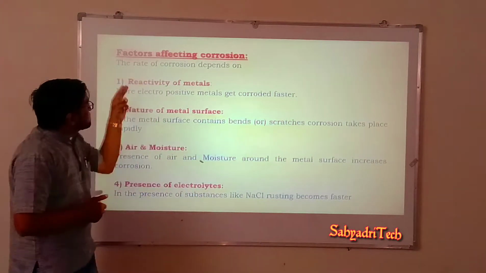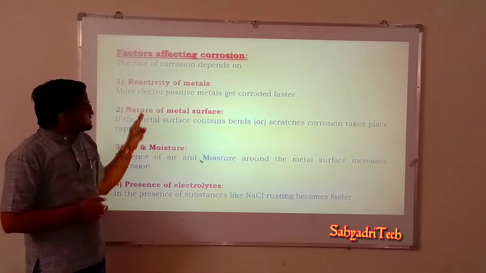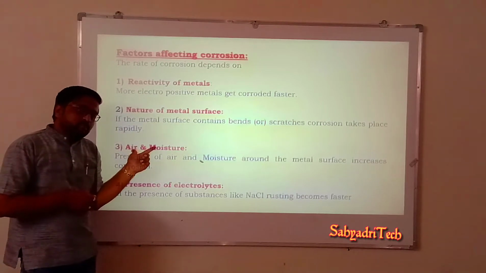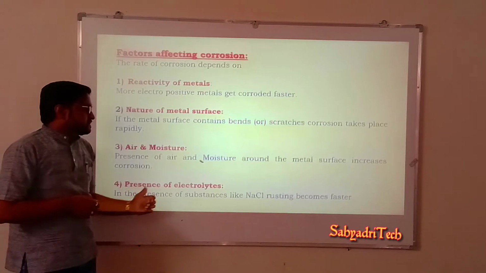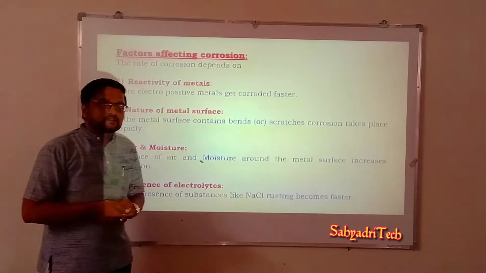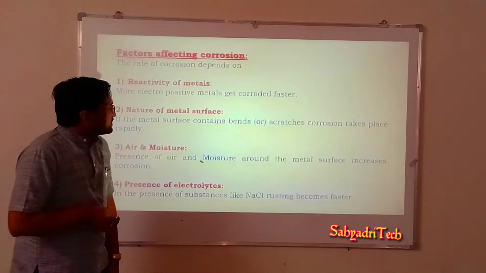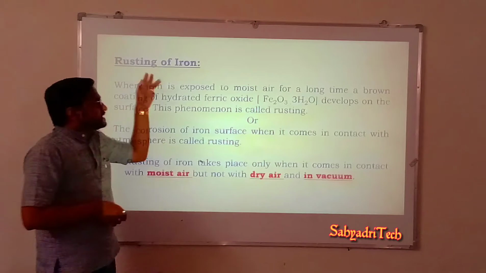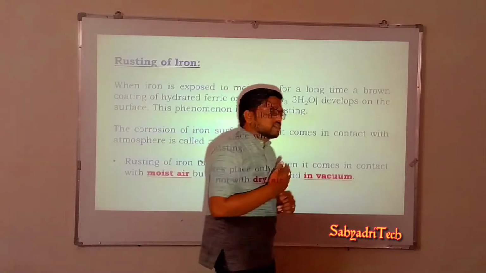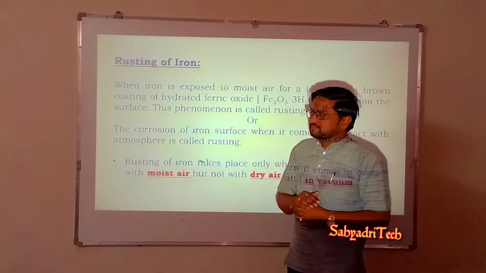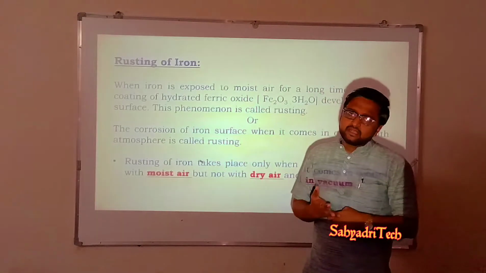So what are those? First, reactivity of metals. Second, nature of the metal surface. Third, presence of air and moisture. And the fourth one, presence of electrolyte. So it's regarding factors affecting corrosion. Well, coming to the rusting of iron. Rusting of iron is nothing but a kind of corrosion. Here what happens? Iron is being lost. Iron is lost in the form of its compound.